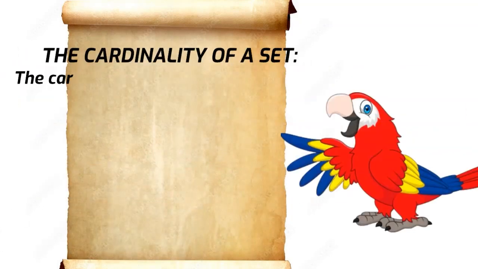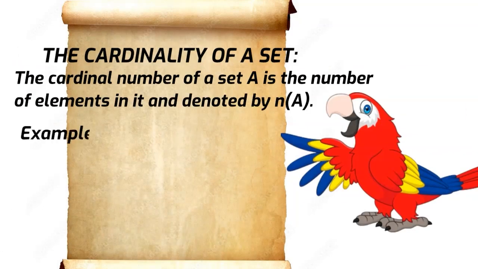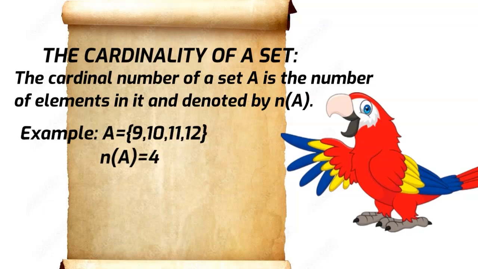Let's talk about the cardinality of a set. Such a big word, right? But don't worry. It only means the number of the elements of a set. Here, in this example, our set contains 4 elements, so its cardinal number, denoted like this, is 4.